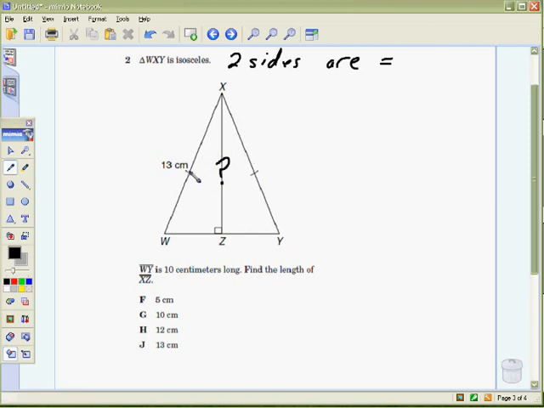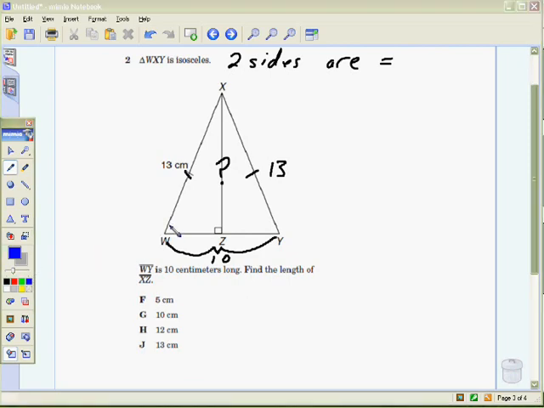I know that since this is an isosceles triangle, these two sides are the same. This side's also 13. I am given that WY, the base of the entire triangle, is 10. Now, what do I know about isosceles triangles? I know that the base angles are congruent. So I need to figure out how I can find what XZ is. And I've kind of got a clue here. The clue is that I'm given a right triangle, two of them.